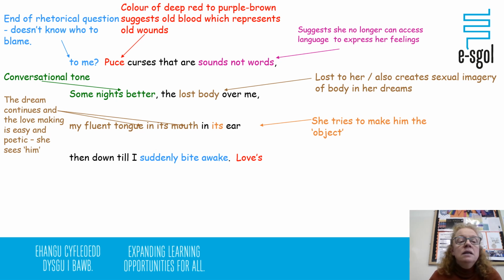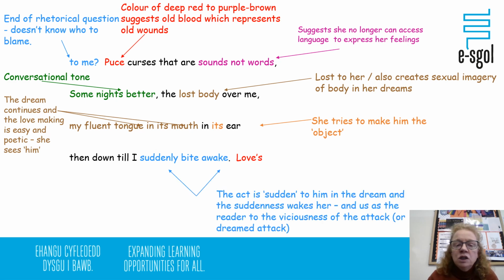Obviously, the lovemaking is easy, it's poetic. She sees him, but she's trying to objectify him because she doesn't want to have that deeper, meaningful relationship with him.